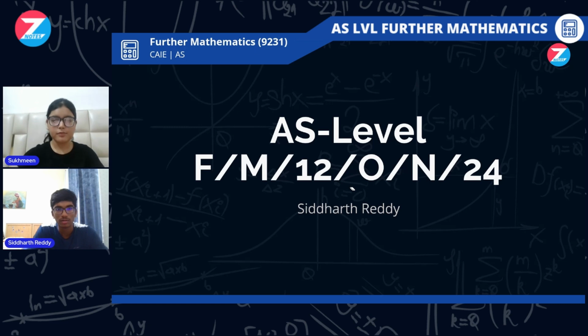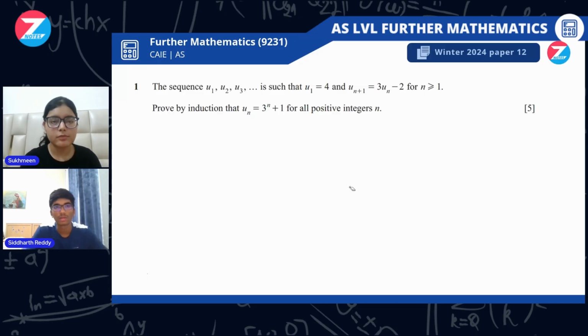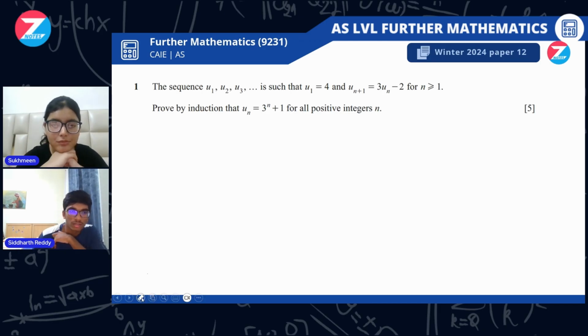I'm Siddharth Reddy. I'll be solving the Further Maths October/November 2024 paper 12. So let's start. The sequence U1, U2, U3 is such that U1 is equal to 4 and U(n+1) is equal to 3Un minus 2 for n greater than or equal to 1. Prove by induction that the term Un is equal to 3^n plus 1 for all positive integers n.